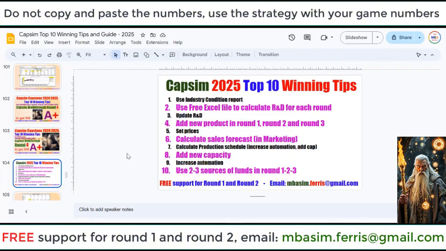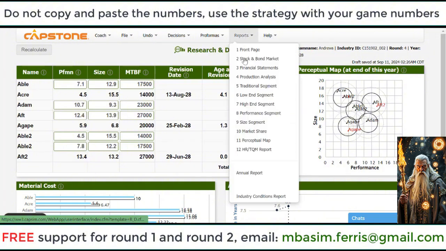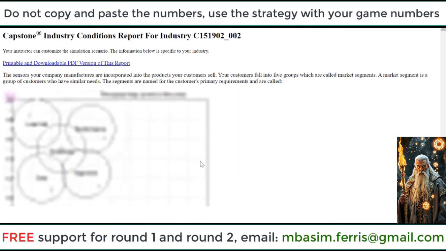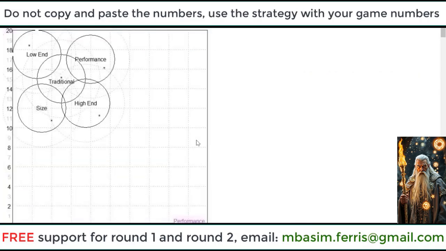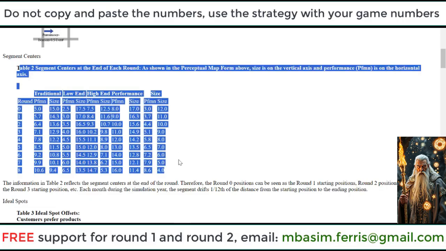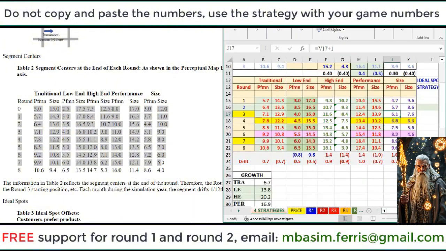Understand the industry conditions report, 0:30 to 2:00. Before making any decisions, open the industry conditions report. It's the foundation of your early strategy. It shows expected growth rates, segment buying criteria, and ideal positioning for every product. Focus on the segments with the highest growth, often low-end, traditional, and high-end. Download and input this data into an Excel spreadsheet. This becomes your battle map for positioning updates and forecasts. Always refer back to this document before making R&D, marketing, or production decisions.